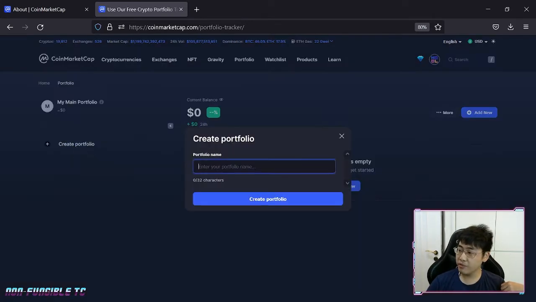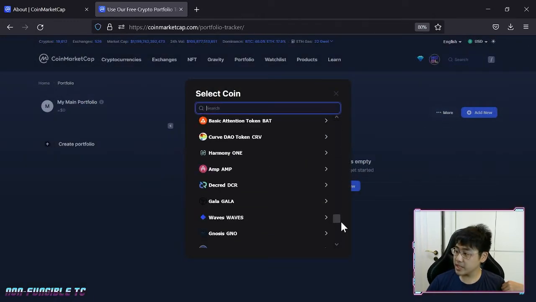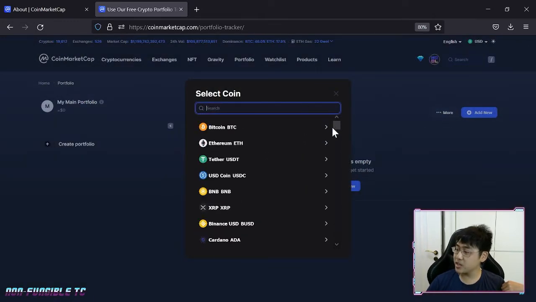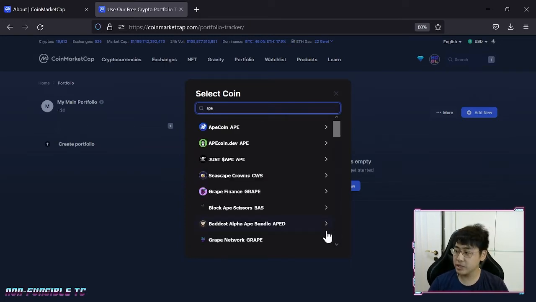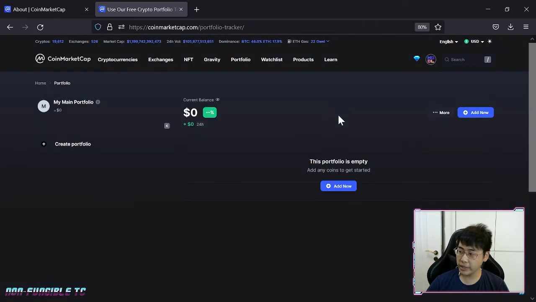So also you could create multiple portfolios. Portfolio 1 could be savings, portfolio 2 could be maybe an NFT investment fund, and so on, right? So add new, and basically this portfolio does not support NFT, but it supports cryptocurrencies, right? So for example, if I want to buy Ape token, you can type it here, right? All the tokens that are shown on CoinMarketCap. So this is how portfolio works.